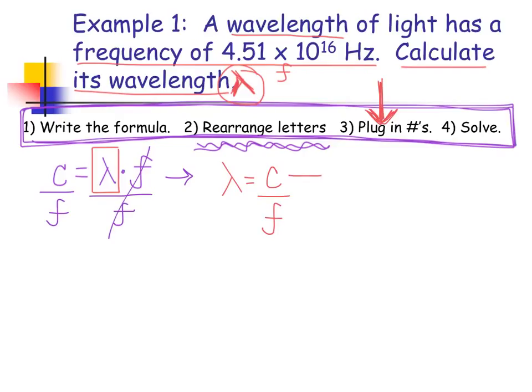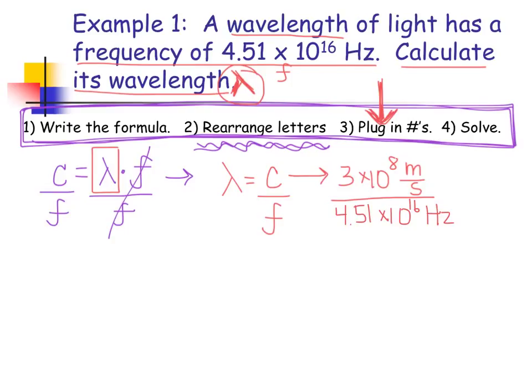So we have to look in our notes and find out what is C. C is always the speed of light: 3 times 10 to the 8th meters per second. Don't forget the letters. Don't just write down numbers, lazy butts. Divide that by the frequency. Well, I don't know the frequency. Oh, wait. Yes, I do. They gave it to me up here. They said the frequency is 4.51 times 10 to the 16th. So that's going to go down here: 4.51 times 10 to the 16th hertz.